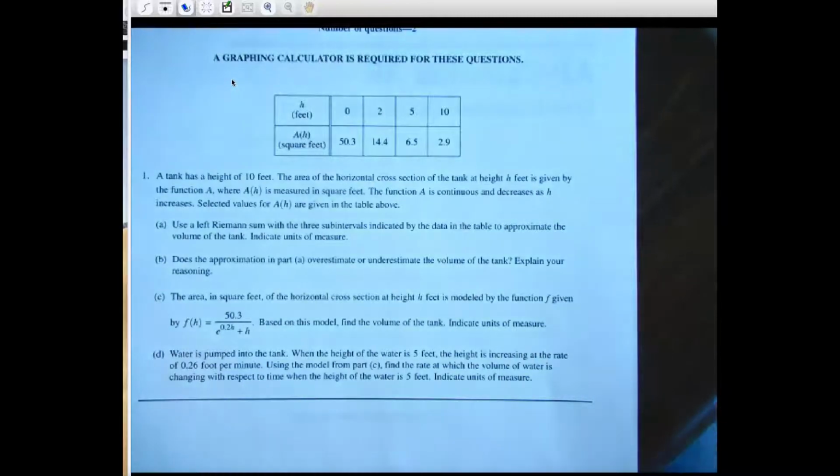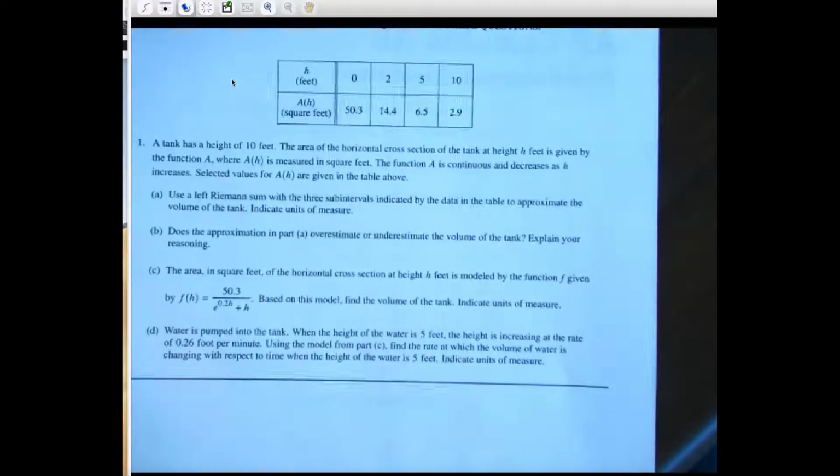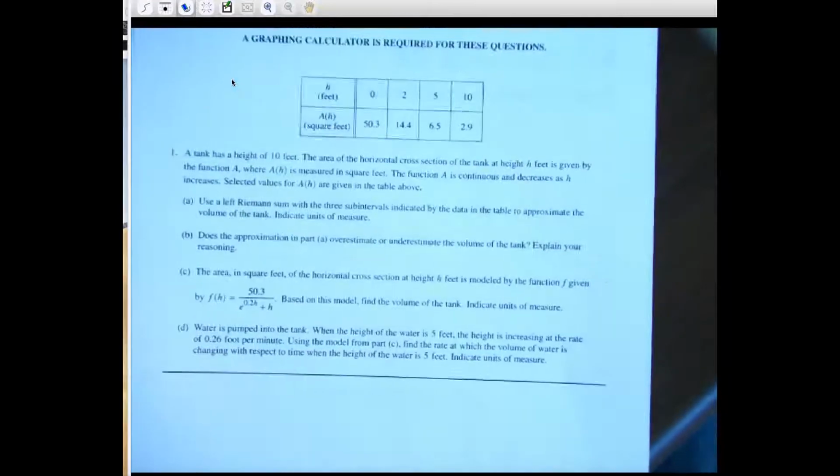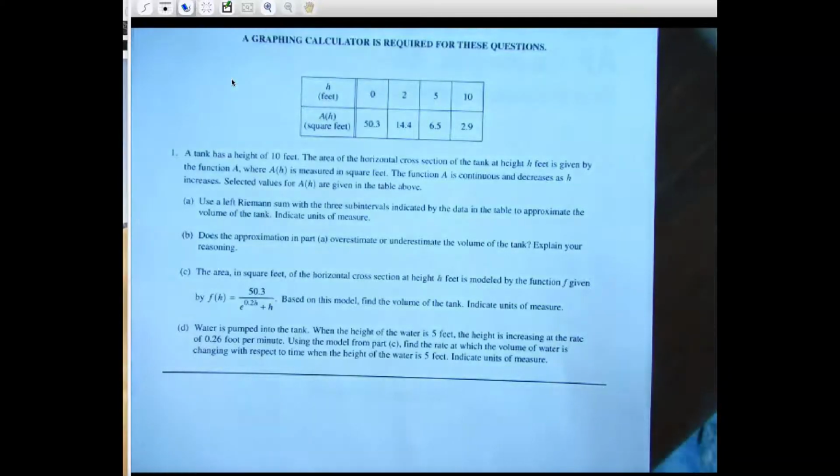All right, so 2017, number one. Number one and two are graphing calculator questions. Both questions on the real AP test are going to be calculator allowed, because they can't really permit it. So I definitely want to go through how to use it and make sure you guys are comfortable with that. Okay, so left Riemann.